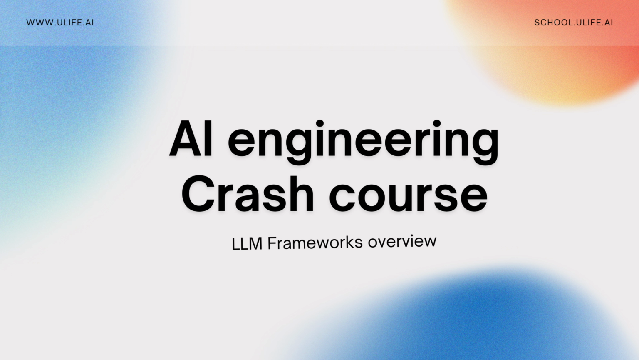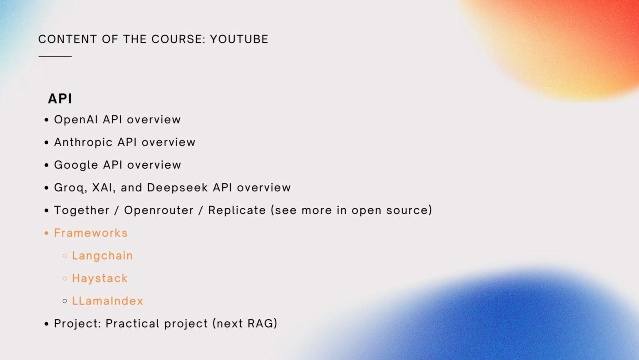Just as a recap, we talked about AI engineering in the first module, we talked about prompts in the second module, and this is the third module where we talk about APIs in general. We went through the OpenAI API, the Anthropic API, Google, Groq, xAI, DeepSeek, and some hosting providers like Together, OpenRouter, and Replicate. In this video, we'll talk about frameworks like LangChain, Haystack, and LlamaIndex.